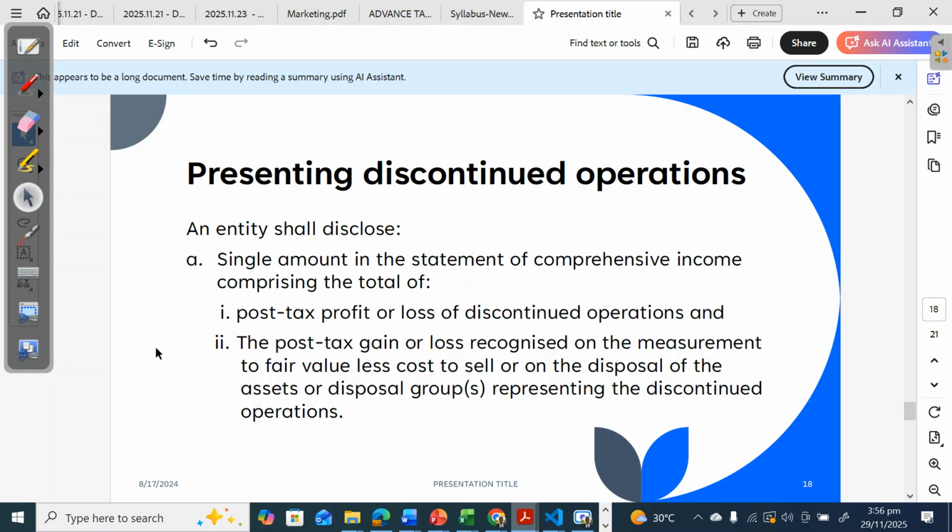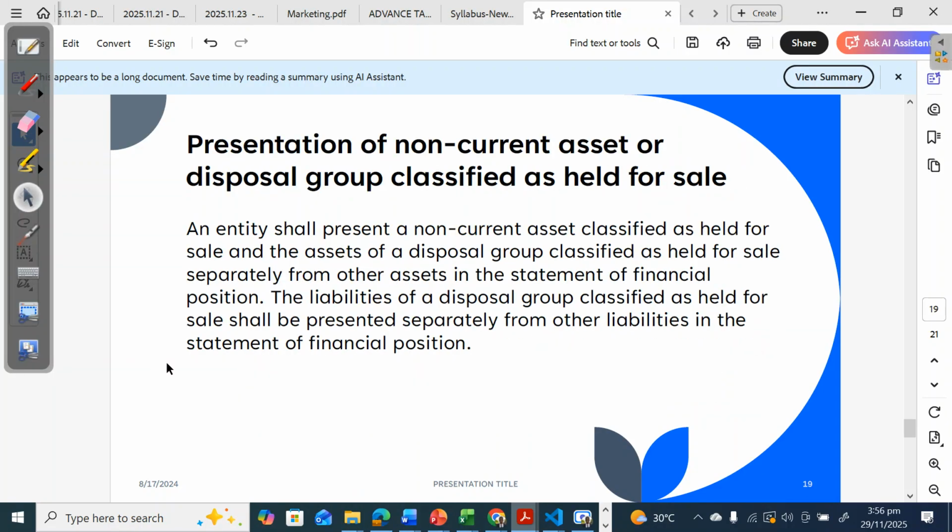And when you determine these two figures, you have to put those figures in the main parent asset disposal classified as held for sale.